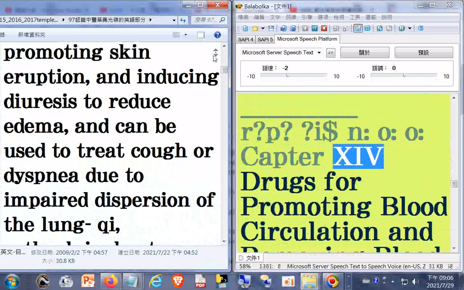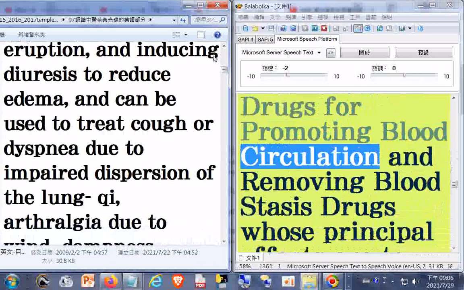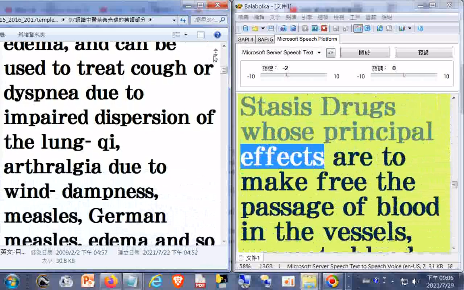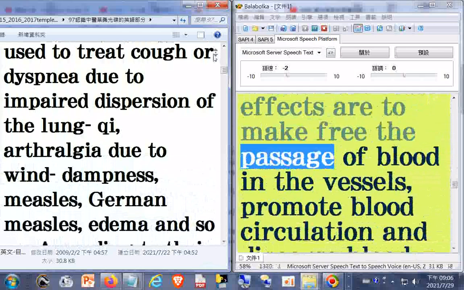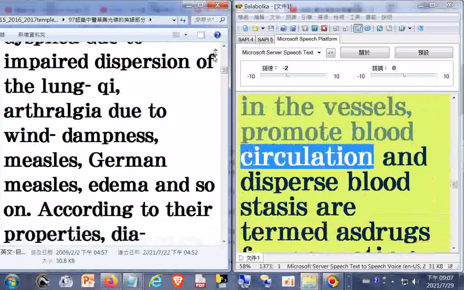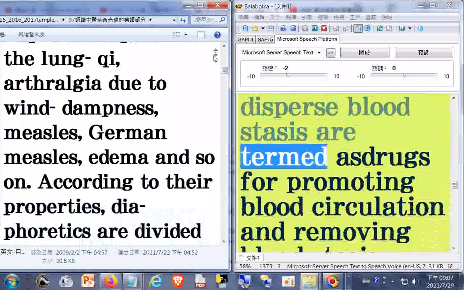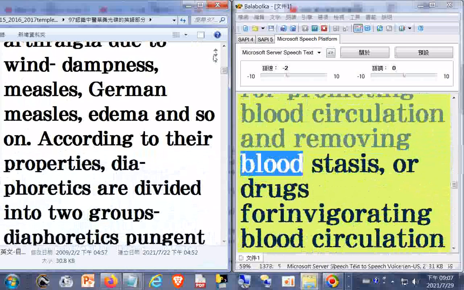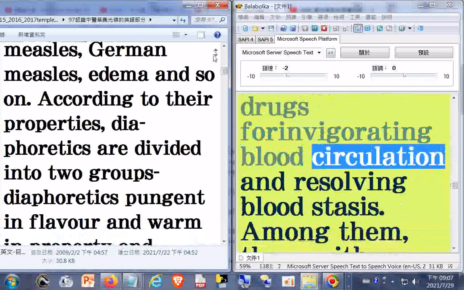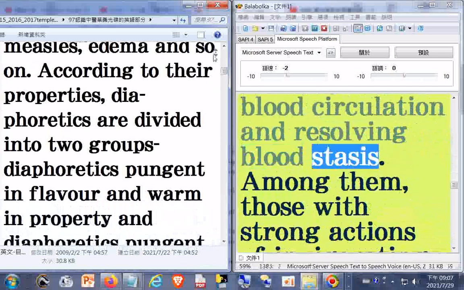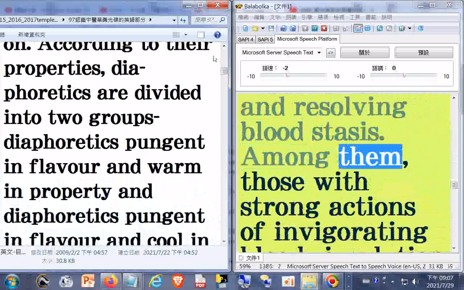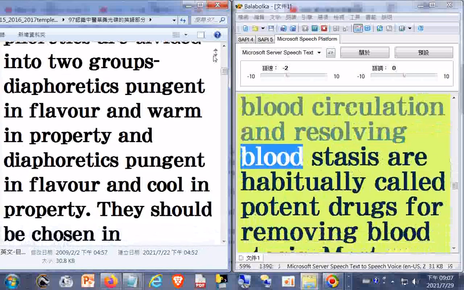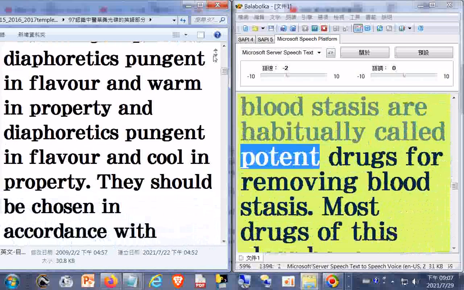Chapter 14 Drugs for Promoting Blood Circulation and Removing Blood Stasis. Drugs whose principal effects are to make free the passage of blood in the vessels, promote blood circulation and disperse blood stasis are termed as drugs for promoting blood circulation and removing blood stasis, or drugs for invigorating blood circulation and resolving blood stasis. Among them, those with strong actions of invigorating blood circulation and resolving blood stasis are habitually called potent drugs for removing blood stasis.